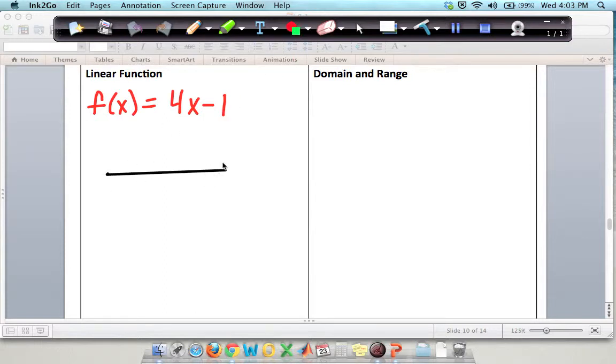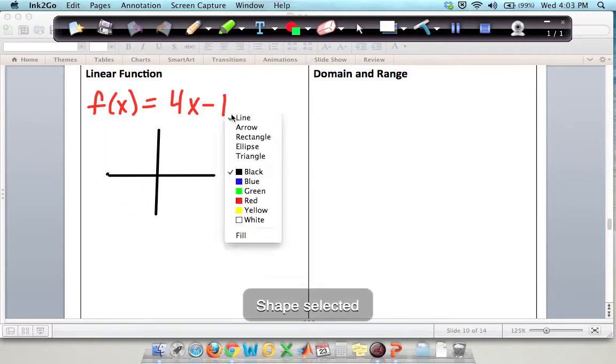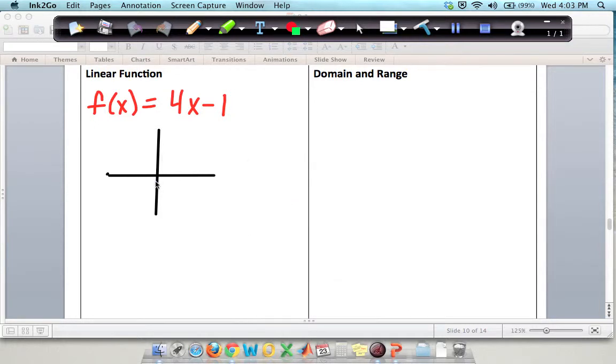Whoops, it's not a straight line. Hold on a second. Okay, so I'm just going to try and get, let me pick a color for this. Let's do blue. So -1. I'm just going to try and get a rough idea of what this looks like. It's not going to be perfect, but that's what we just saw on the other page.